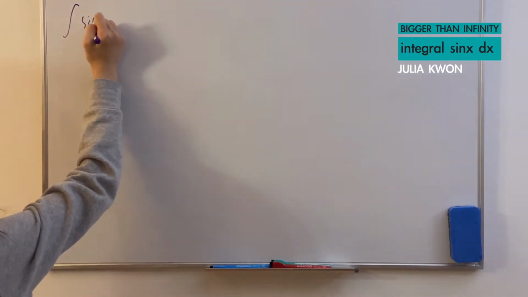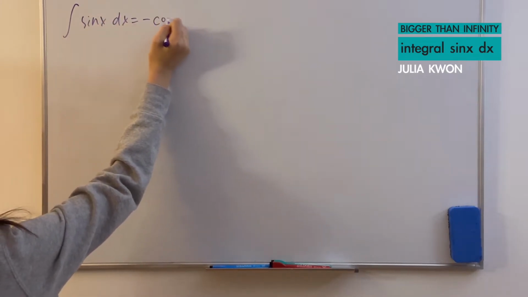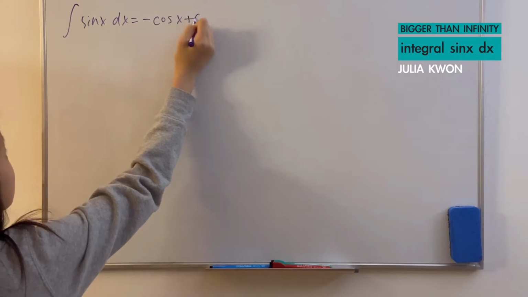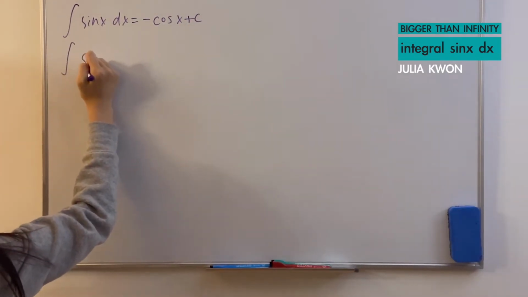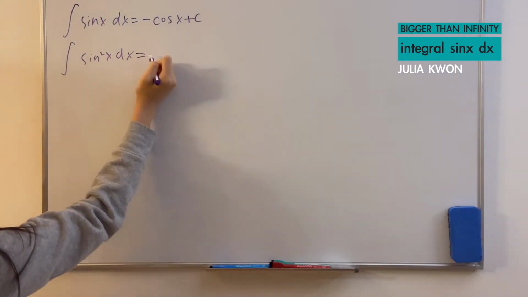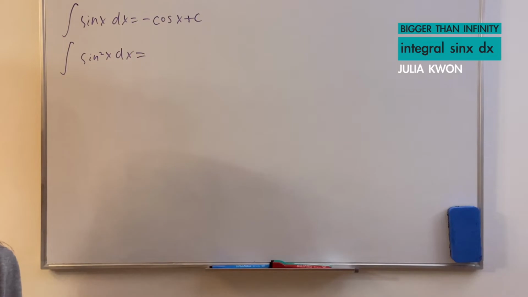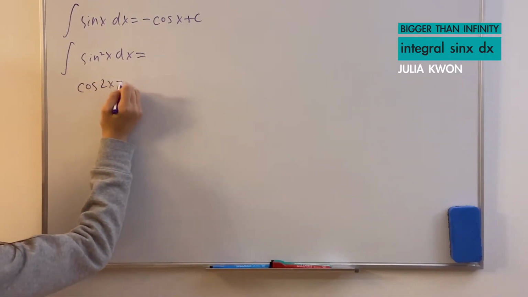The integral of sine x dx is equal to negative cosine x plus c, and the integral of sine squared x dx, the way we can solve this is by using cosine 2x.